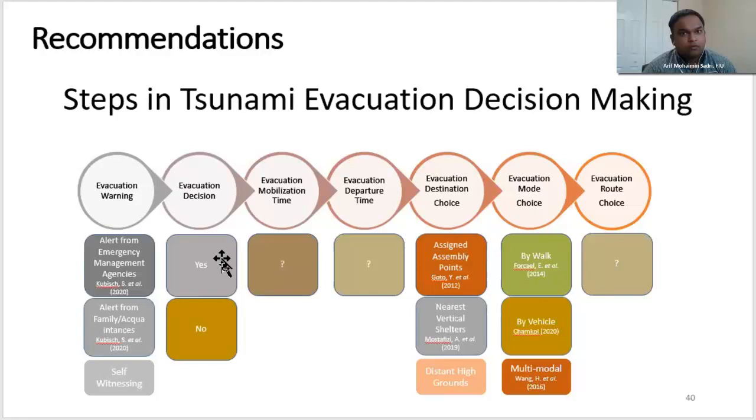And for a given type of mode, now you have to think of the route. As Rusha was mentioning, if you prefer to walk, there might be obstacles on your way, so you also need to identify the possible routes. All this is possible if we have these behavioral rules that we can establish, and then we can come up with strategic measures. Do you want to come up with an evacuation route? Do you want to designate some of the routes?